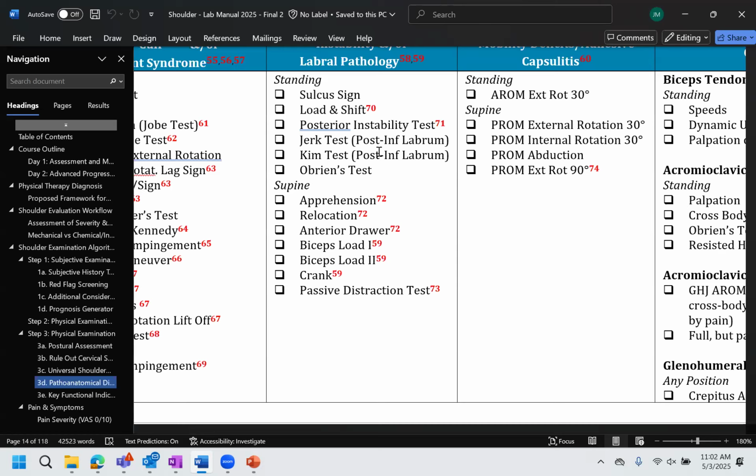So those are the three that I think really need to be honed as far as the skill set here. To do those, and then we'll transition into our supine assessment, and we'll go through our apprehension, relocation, anterior drawer, and the biceps load as we go through those. We'll do 5 minutes for this. At the end of this, just get the table available for our next group.